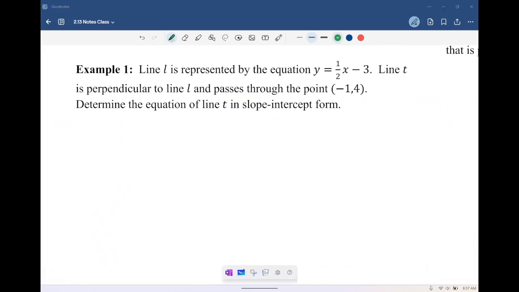Example 1. Again, it's going to be really similar to example 1 from our notes yesterday. The big difference now is we're talking about perpendicular. We're no longer talking about parallel. So we see that line L is represented by y is equal to 1/2 x minus 3. Line T is perpendicular to line L. Okay, and so when we see perpendicular, again, we think opposite reciprocal slopes. Opposite reciprocal slopes.